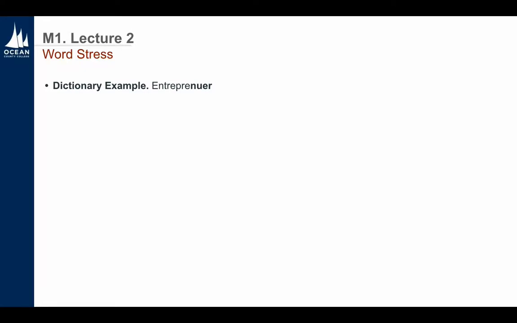So let's take the example of the word entrepreneur. As you can see, the word stress already I have marked and it's on the last syllable. Entrepreneur. Those are all the syllables that we have. Entrepreneur.